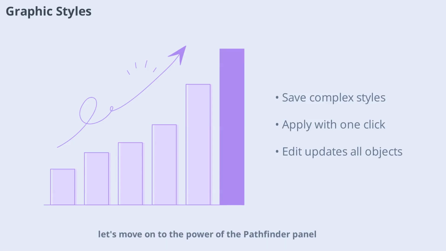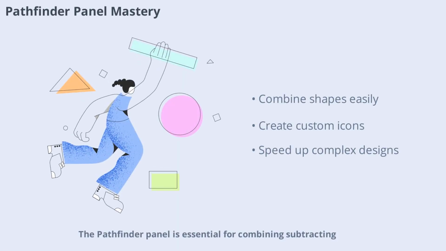Now let's move on to the power of the Pathfinder panel. Pathfinder panel is essential for combining, subtracting, and intersecting shapes in Illustrator. With options like Unite, Minus Front, and Intersect, you can create intricate vector graphics from simple shapes. This tool is invaluable for logo design, icon creation, and custom illustrations. By experimenting with different Pathfinder modes, you can quickly achieve complex results that would be tedious to draw manually. Understanding how to use the Pathfinder panel efficiently will save you time and open up new creative possibilities.